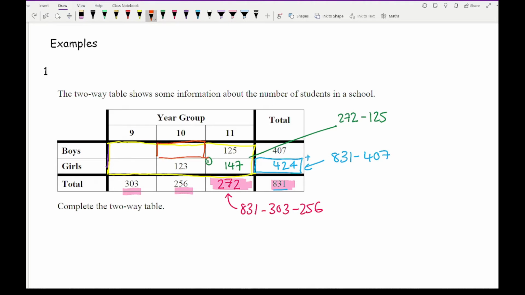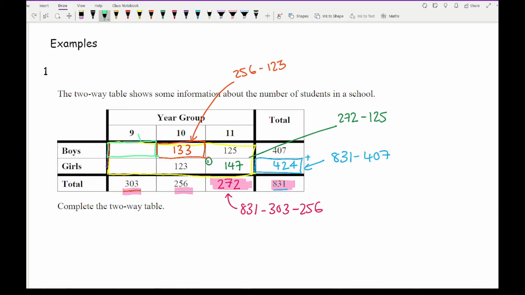And subsequently I can work out what this number here is going to be, so the number of boys in year 10, because I can work that out by doing 256, which is the total of year 10s, take away the number of girls that are in year 10, which is 123, so 256 take away 123 gives me an answer of 133. Now with the year 9s, I don't know how many boys and girls there are, apart from the fact that I know that there's 303 year 9 students. However, I can use the total boys to then work out how many year 9 boys are, because that's the only missing number that I have got in the data for the boys.